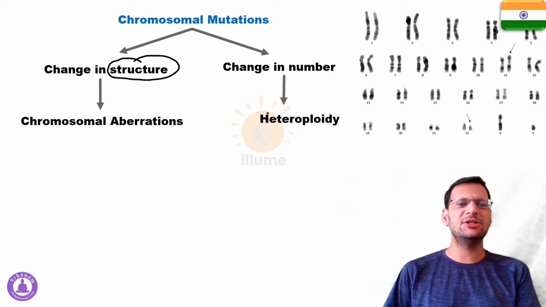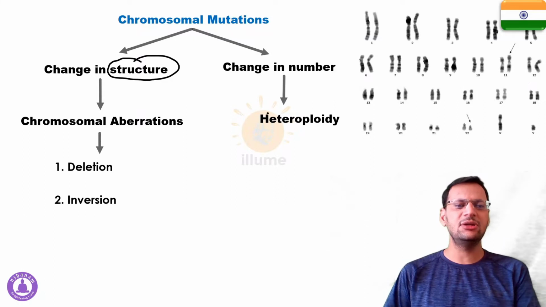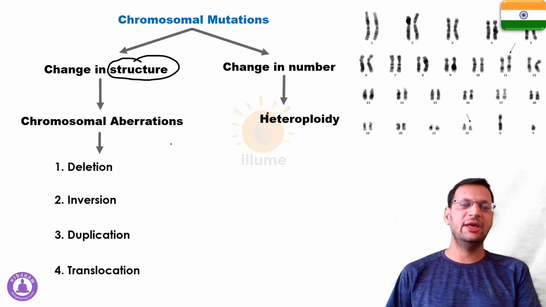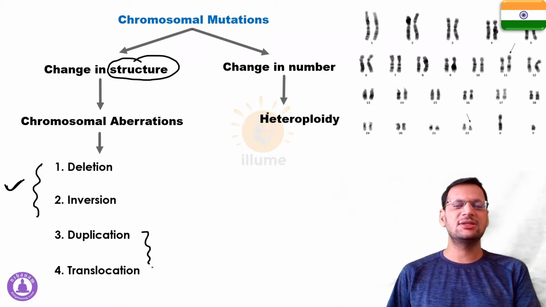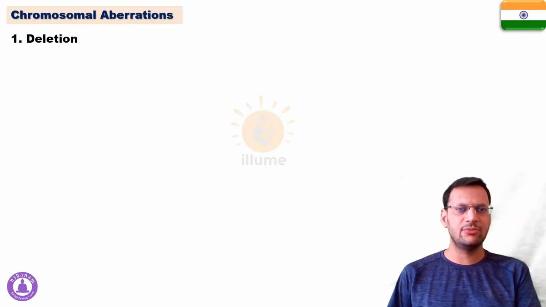Now, chromosomal aberrations are of four types: deletion, inversion, duplication and translocation. In this video I am going to discuss deletion and inversion, and duplication and translocation are discussed in our next video. Let's start with the deletion part.